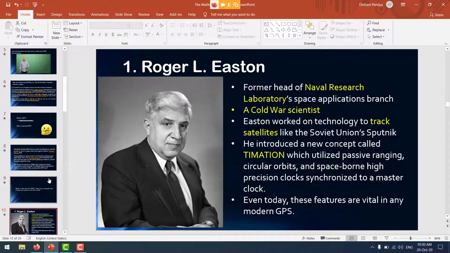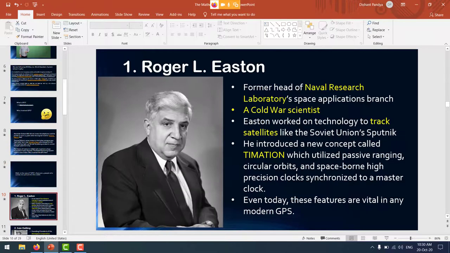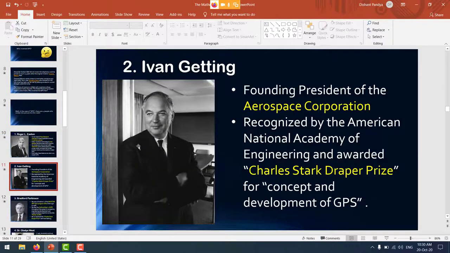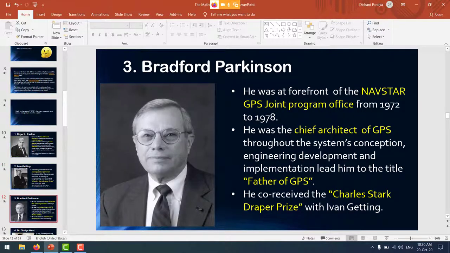So now you can see here, this is the person, Roger L. Easton. Have you seen this slide? The second person was Ivan Getting, and he got the Charles Stark Draper Prize for the concept and development of GPS. The third person was Bradford Parkinson. He co-received this prize with Ivan Getting.